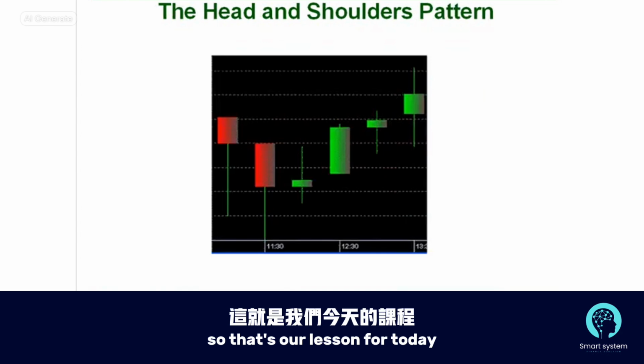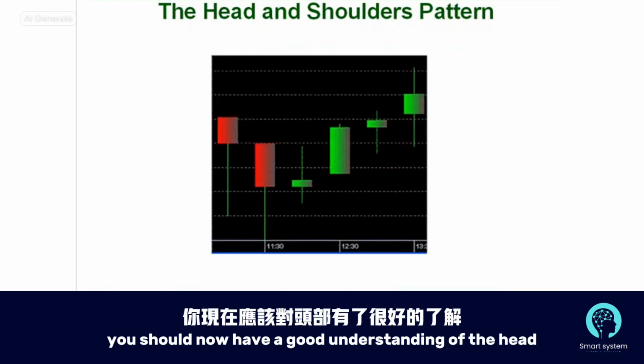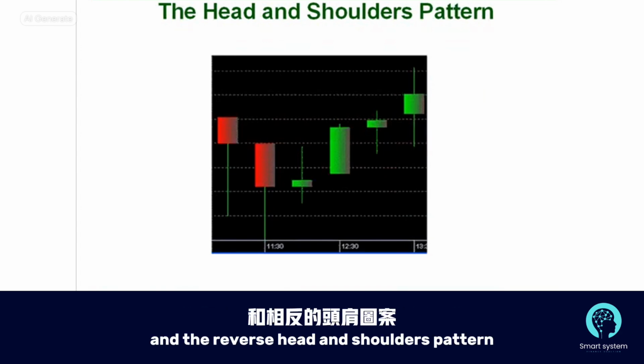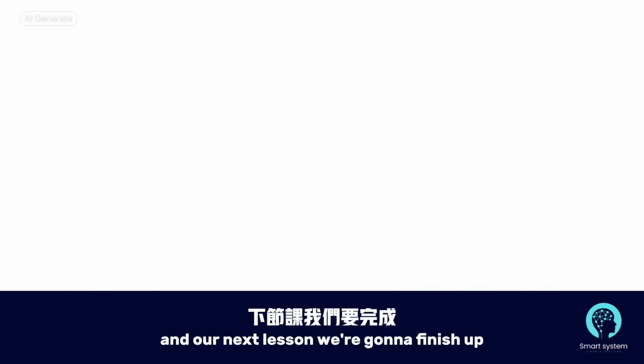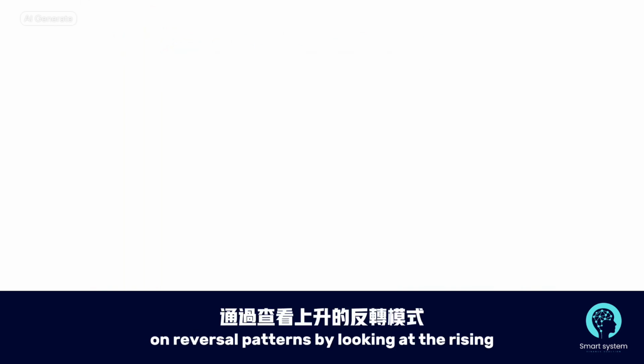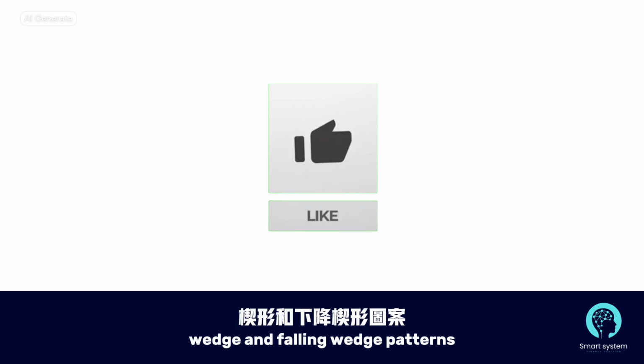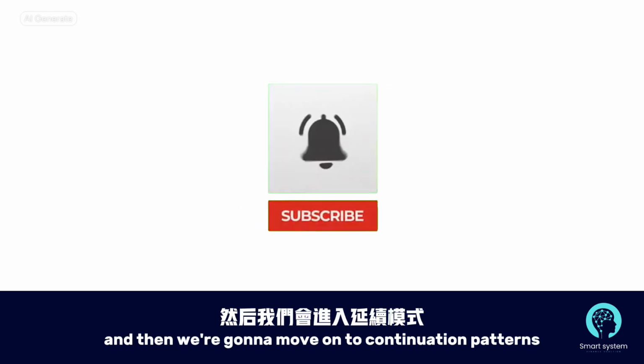So that's our lesson for today. You should now have a good understanding of the head and shoulders pattern and the reverse head and shoulders pattern, as well as a strategy for trading each of them. In our next lesson, we're going to finish up on reversal patterns by looking at the rising wedge and falling wedge patterns. And then we're going to move on to continuation patterns.